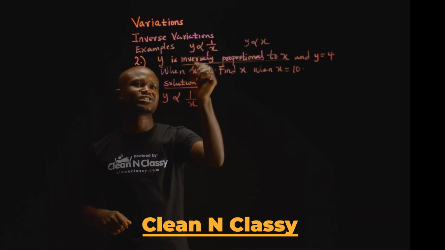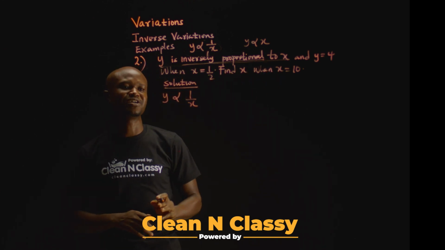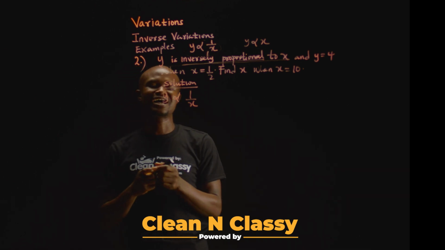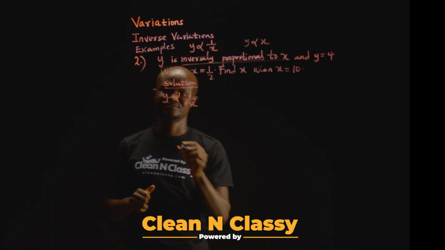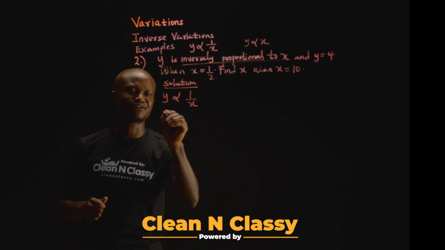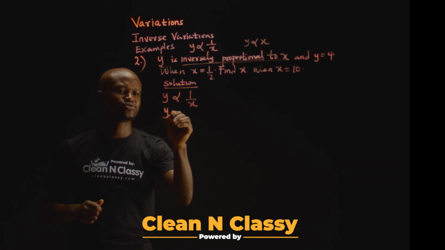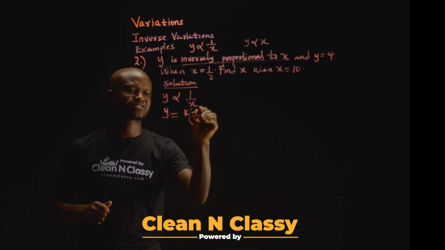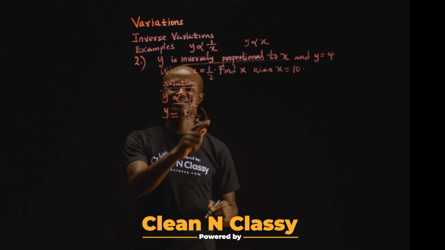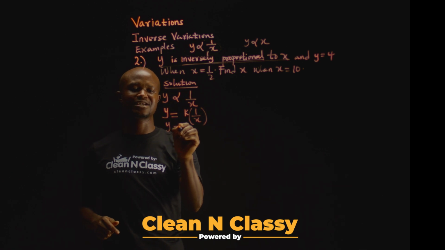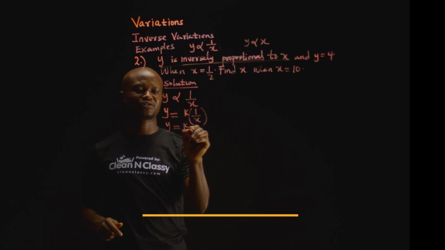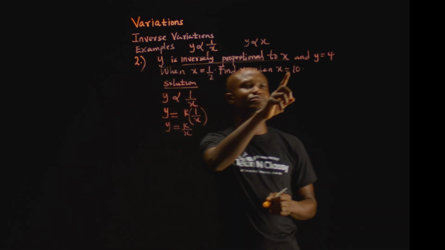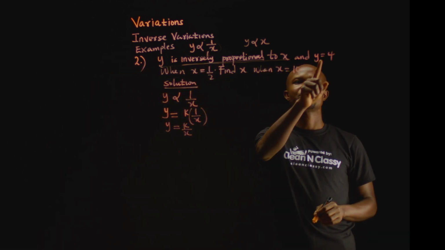Now, to solve this problem, we write what we have here, which is the interpretation of the first statement. The next thing is to remove this symbol and bring in the constant of variation. So we have y equals k times 1 over x. What is k times 1? That is k. y equals k over x. Now, we go to the next statement.